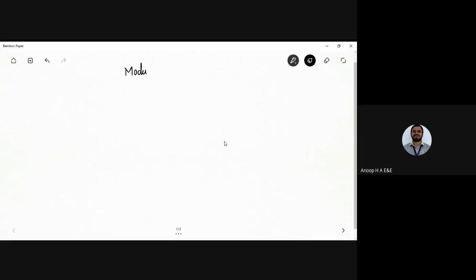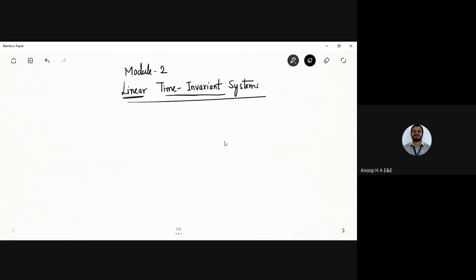So let me start presenting my screen now. Here we are going to discuss module 2, that is linear time invariant systems. We are going to talk about the two properties which are directly connected in a system, that is the linearity property of a system and the time invariant property of a system. The first one is the linear property.